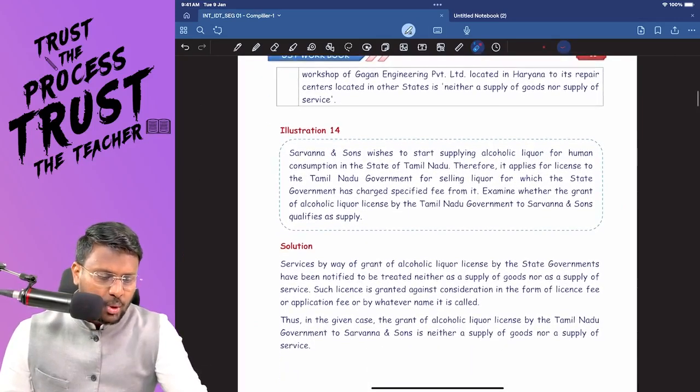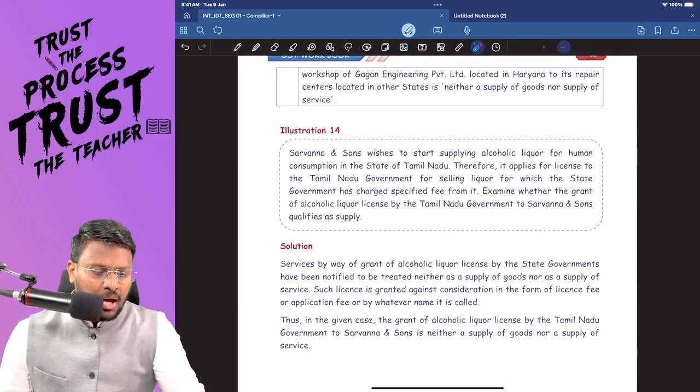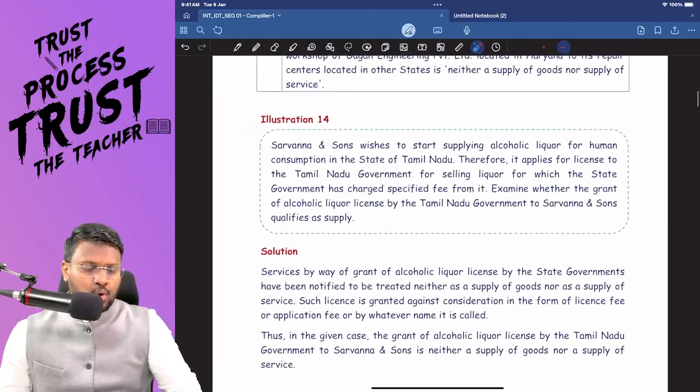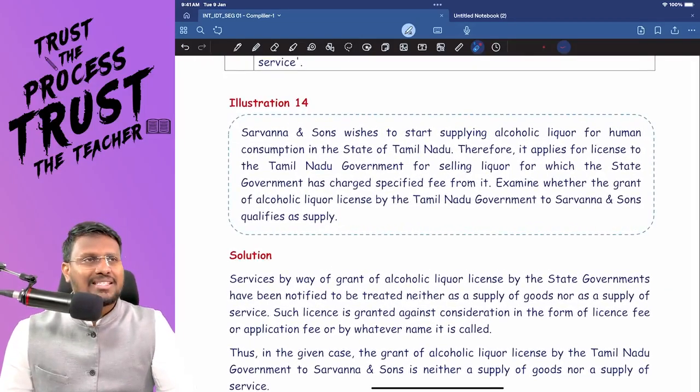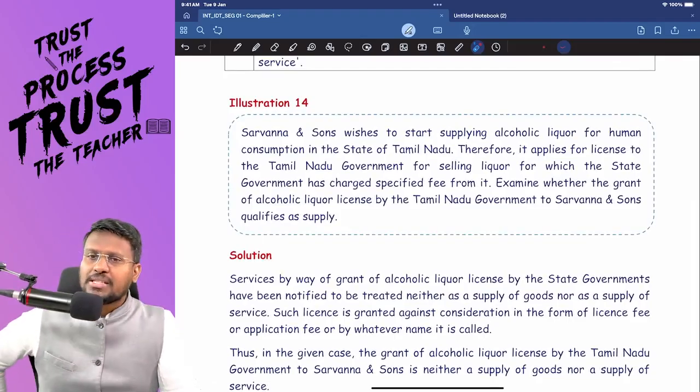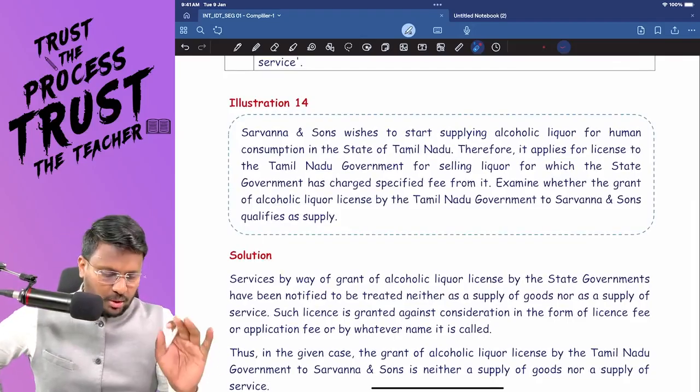I'm moving into illustration number 14. You tell me, are you comfortable, sir? Like this, circulars will be there. Those circulars we would not have discussed in the class. Those circulars we will be discussing only when we do the workbook, right?